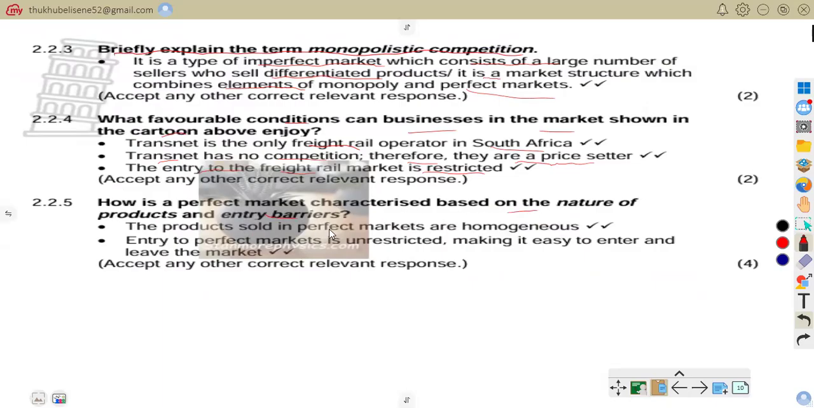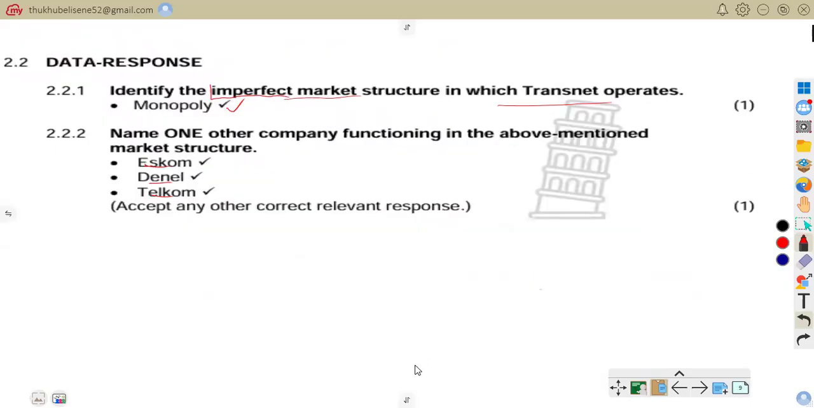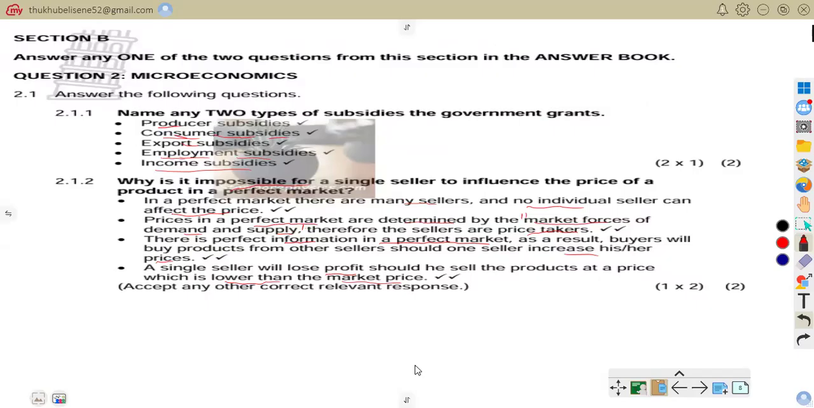The products sold in a perfect market are homogeneous. That is what we are saying: they are identical. The entry to a perfect market is unrestricted, making it easy to enter and leave the market. So that is that. Now let us go to 2.3.